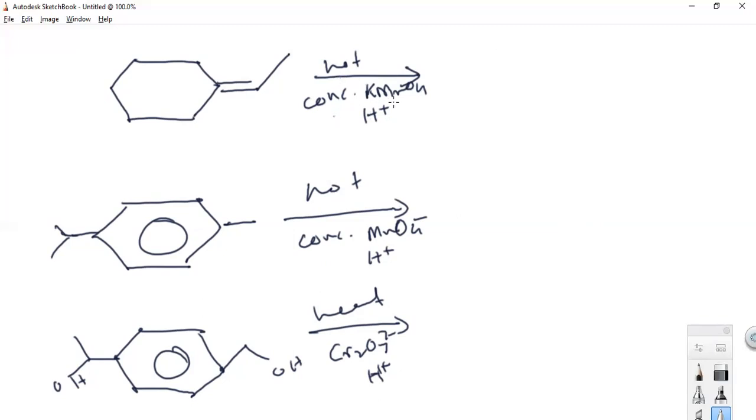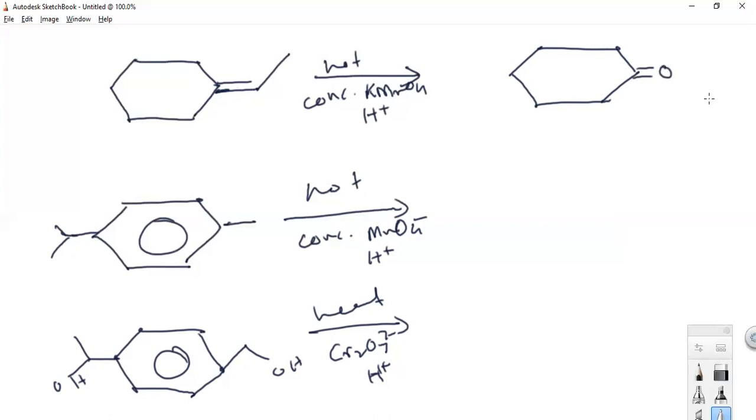Okay, so hot KMnO4 with H plus. Now when we add hot KMnO4 with H plus, if we have a double bond, that tends to break. This is the content from AS, where we see that if double bonds are present, and both carbons are bonded with alkyl groups, then that will form a ketone.